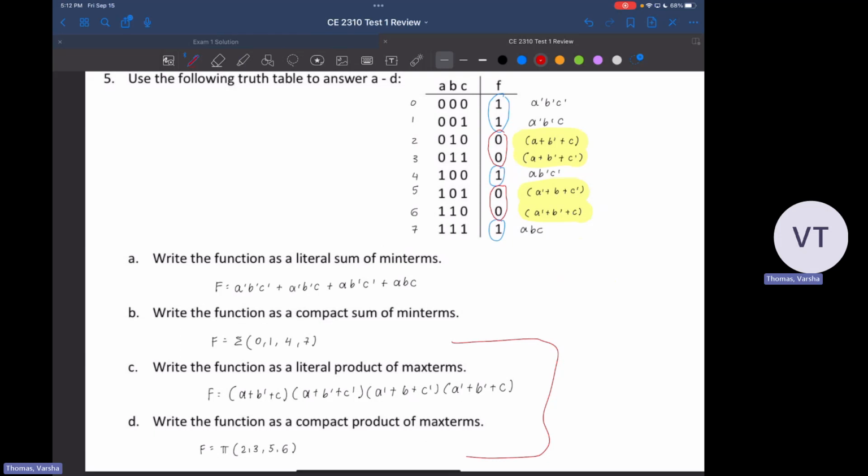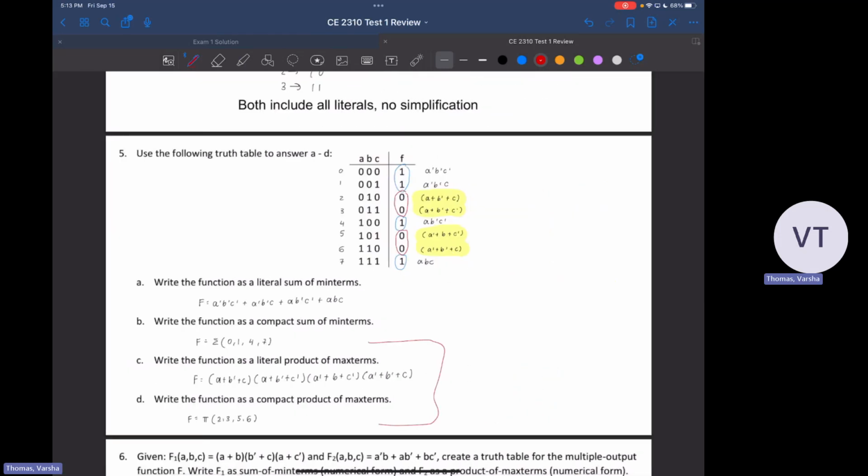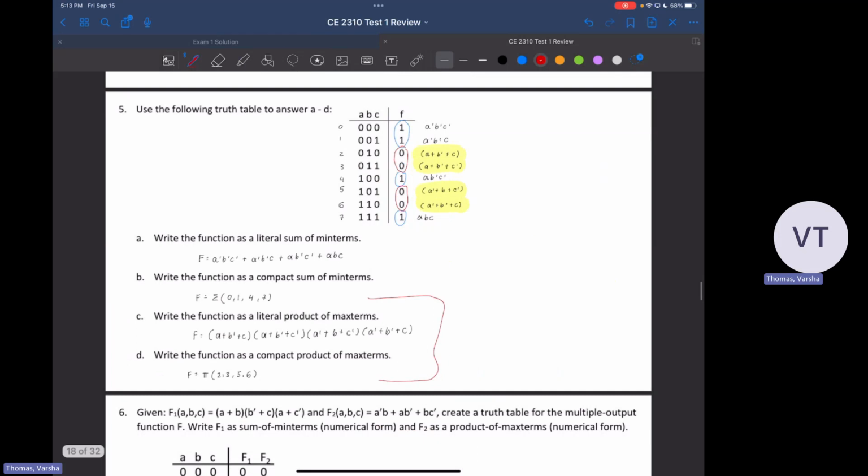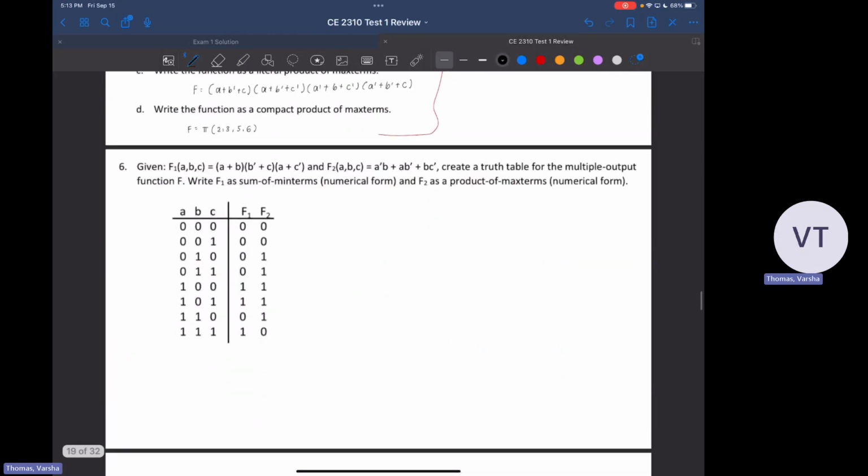Okay. Any questions on minterms and maxterms so far? No? Okay, let's move on. So now we have another one in which it wants you to write F1 as a sum of minterms and F2 as a product of maxterms. Numerical form.